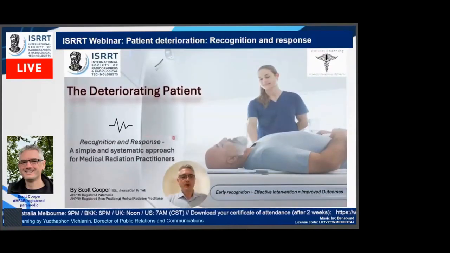Hello, my name is Scott Cooper. I want to thank the ISRRT for this opportunity to discuss with you the Deteriorating Patient Program, which is something that I've put together to aid and assist medical radiation practitioners in detecting early deterioration in their patients. I'm a non-practicing radiographer and a current practicing paramedic with the Queensland Ambulance Service. And I'm very passionate about this title because I think there's definite scope to improve our abilities and capabilities in this area as MRPs.